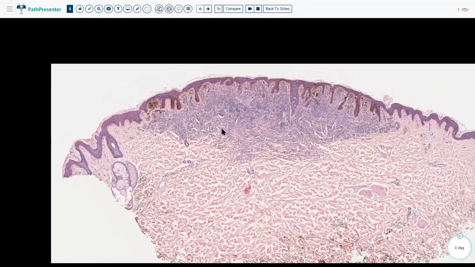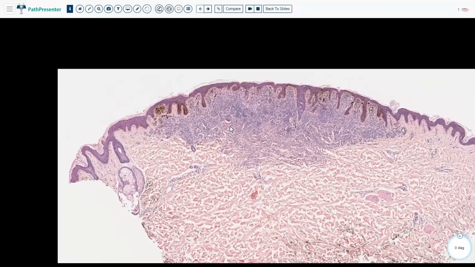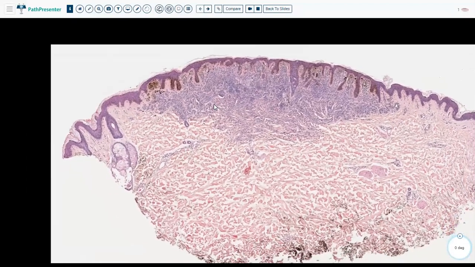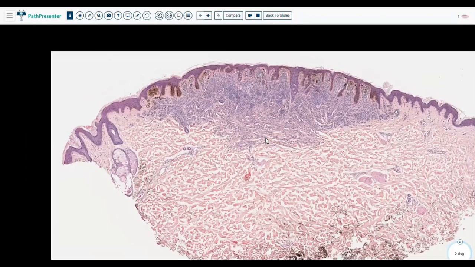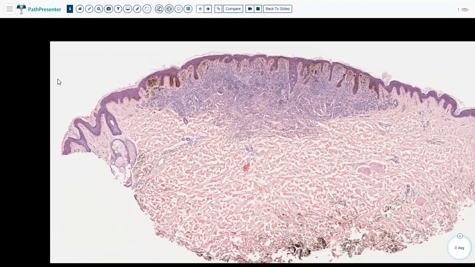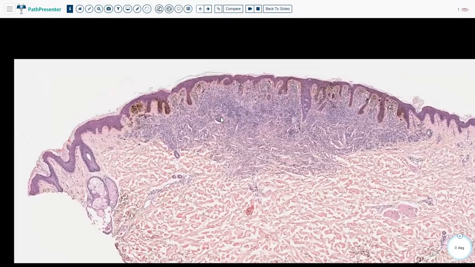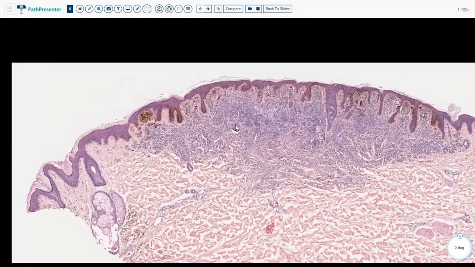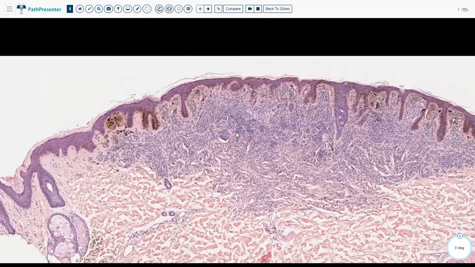To start, we want to make this an interactive session. Let's start with the first slide. What kind of lesion do you see here? And no one say melanocytic lesion. What type of melanocytic lesion do we see here? Intradermal nevus. Okay, so you're right with the nevus.